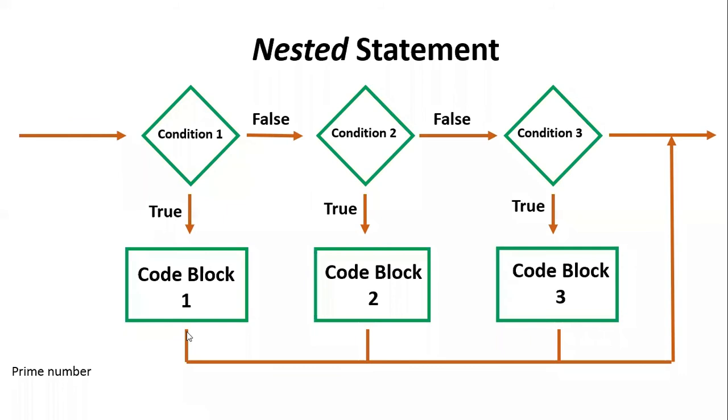Now condition number 2, if a is less than 100. If this condition is true, it will run code block number 2, and it will directly give you the output. Now even if this condition fails, it will go to the third condition, which is a is greater than 100. And if this condition is true, it will run code block number 3 and will give you the output. So this is how your elif statement works, and this is how your nested statements work as well.